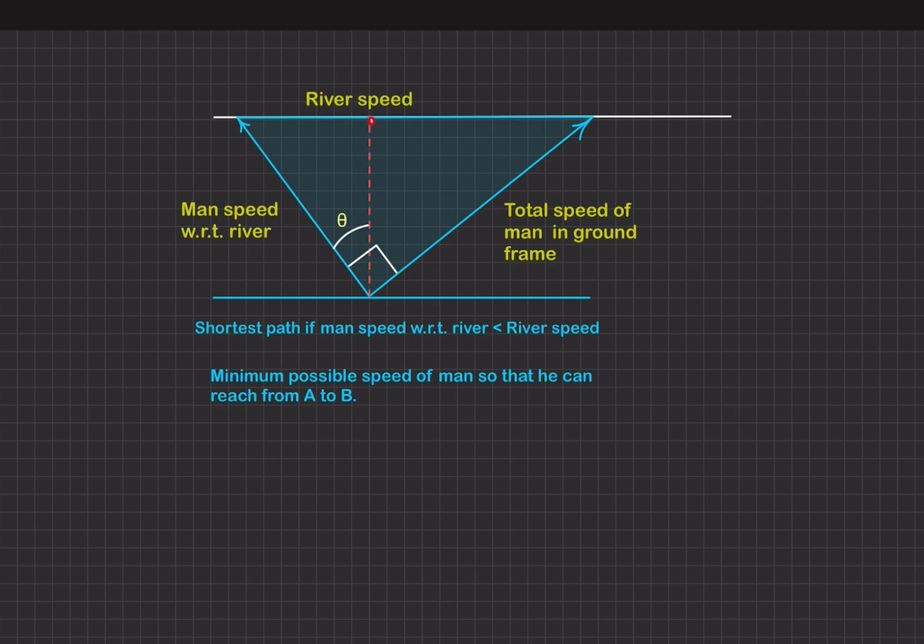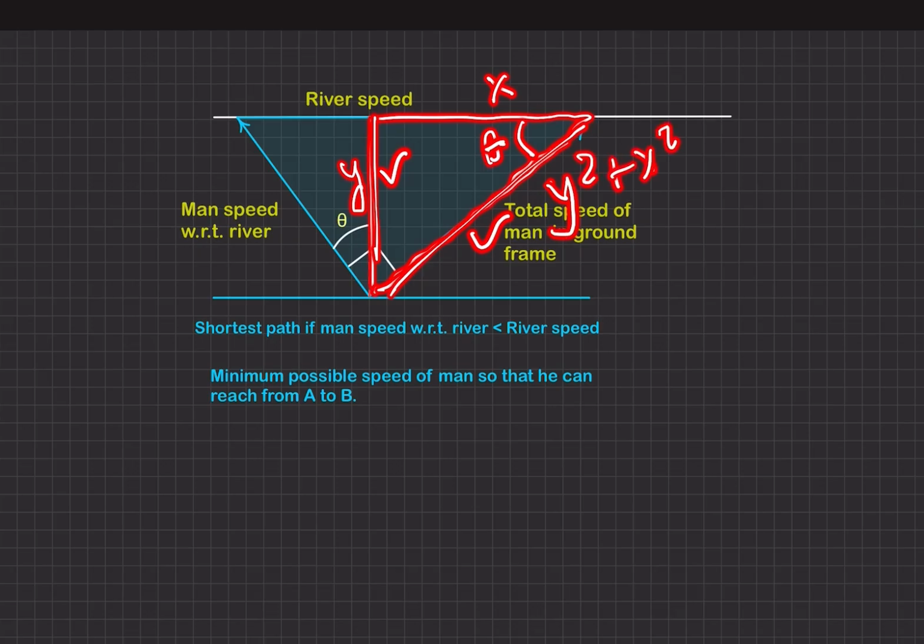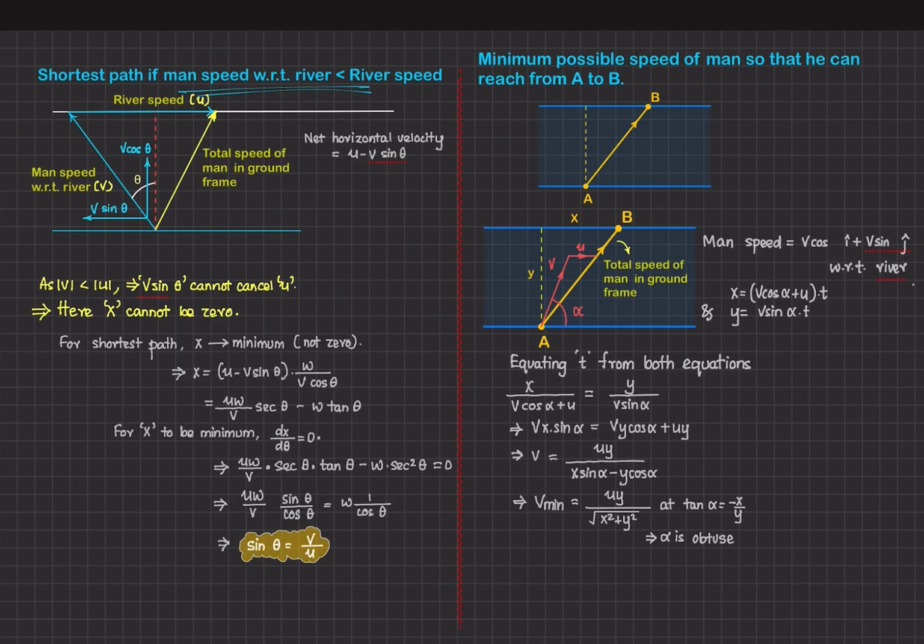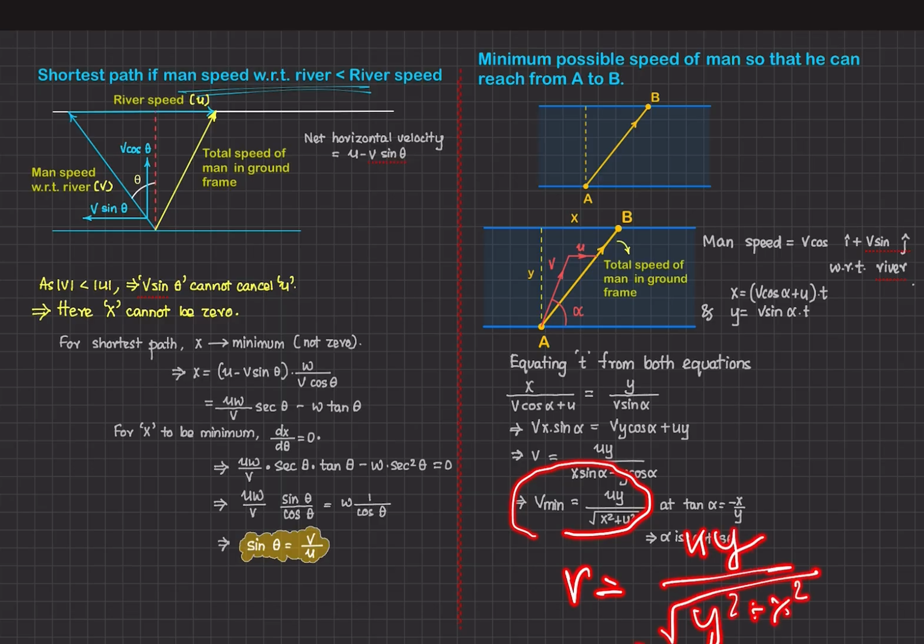And if we look at this triangle here, if this angle is theta, then sine theta should be this side by this side, right? But what is this side? This is y. And what is this side? Let's say this is x, so this will be the square root of y square plus x square. Now see our right half analysis here. Here we got that v minimum. The v equation we are getting is u y by the square root of y square plus x square. Look at this term, y by the square root of y square plus x square. This itself is sine theta, right? And this comes to be v by u.